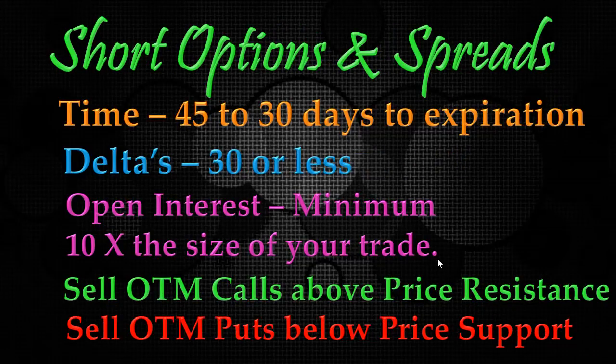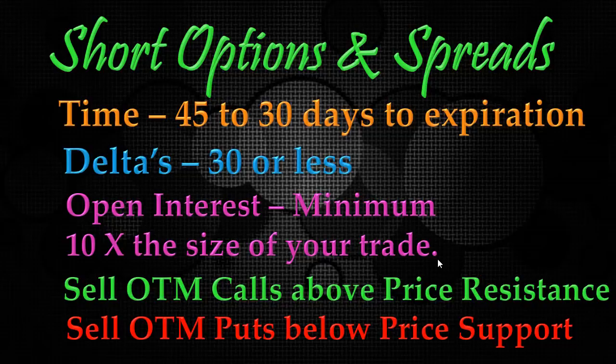So if we're going to short options, and this is the last slide. If we're going to short some options, and obviously if we're using spreads, we have short options in them, we're going to look for the timing. When we sell that option, we only want to give the folks that we sell that to only 45 to 30 days, somewhere in that range, to be right. We want to give them a very short time to be correct on those options.